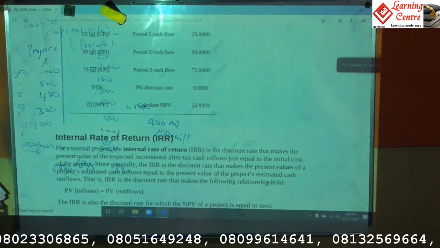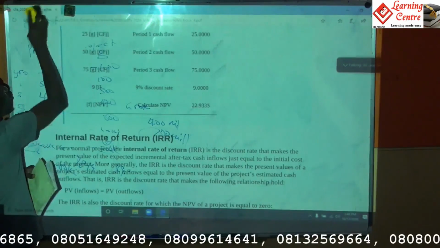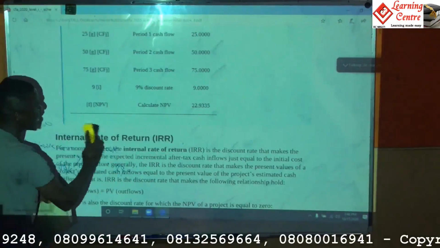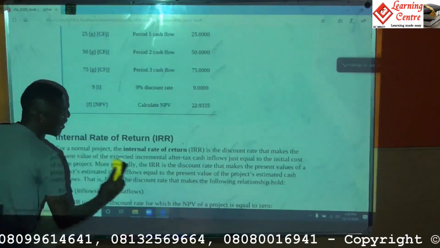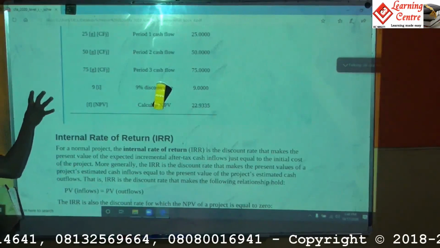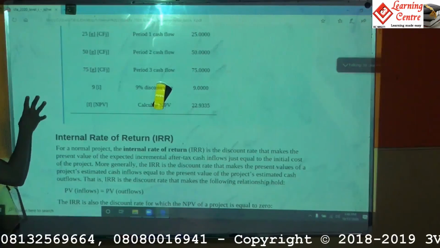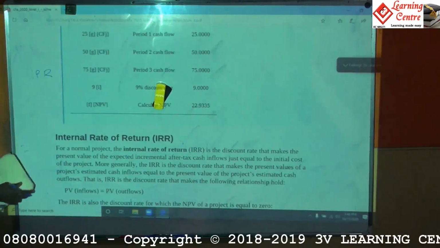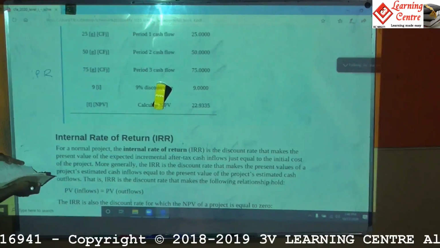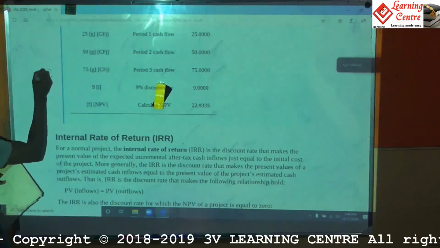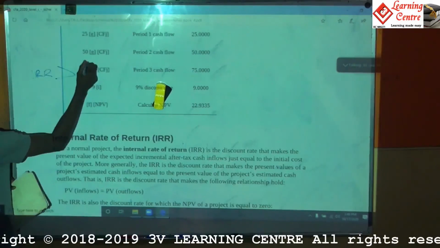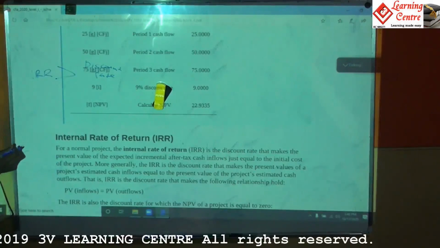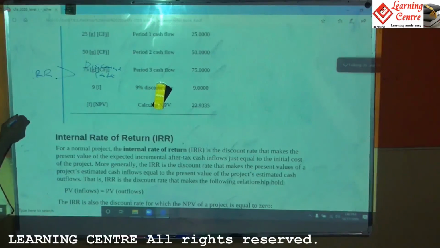So when do we invest using NPV? When your NPV is positive, you invest, Abi. So if it's mutually exclusive, if the NPV is greater than the other one, you invest in the one that is greater, Abi. Okay. So for IRR now, when do we invest? You invest when your IRR is greater than your discount rate.